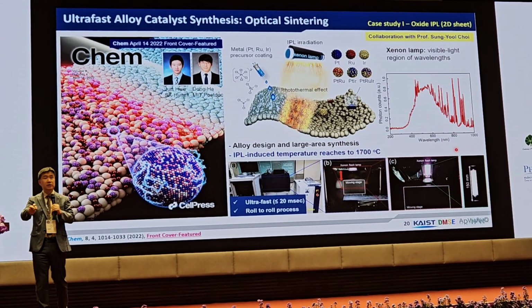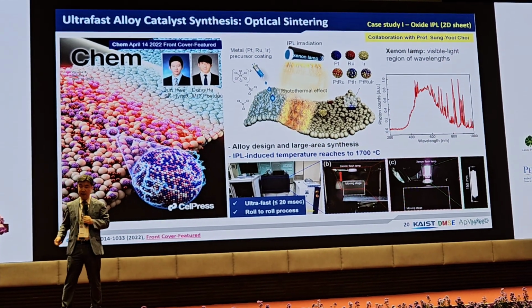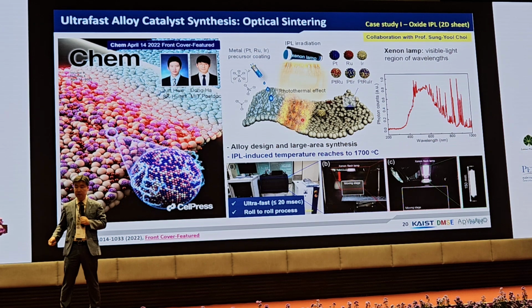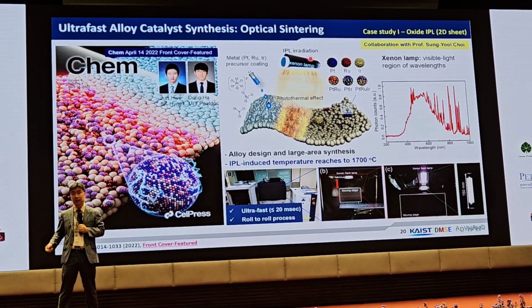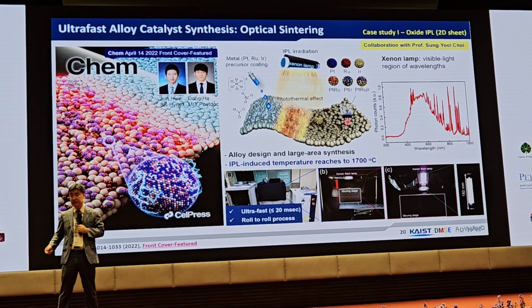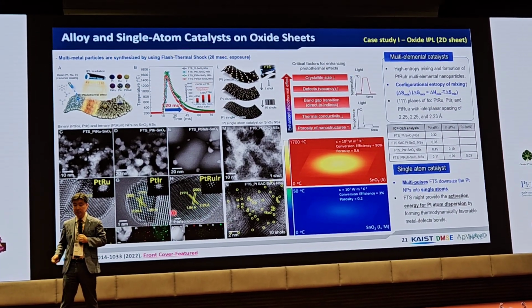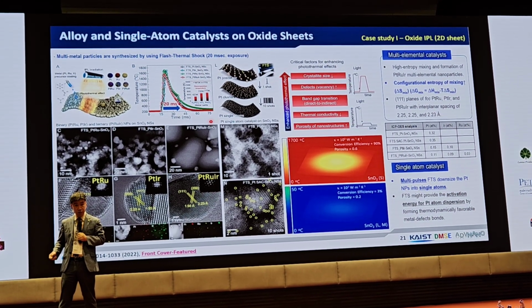The first approach is metal oxide. We prepare 2D tin oxide. Then you can see here platinum, ruthenium, and iridium precursors. They are coated on this 2D material. Then with IPL light exposure, the temperature simply increases up to 1,700 degrees C, and then rapidly cools down.